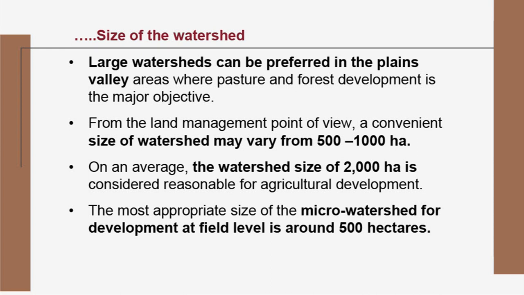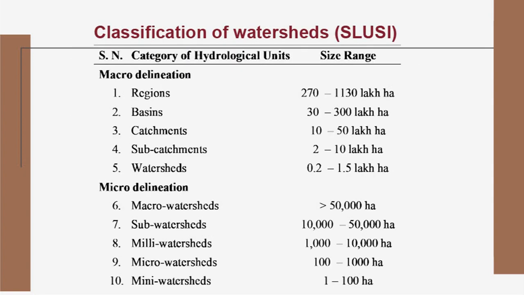Large watersheds can be preferred in the plains and valley areas where pasture and forest development is the major objective. From the land management point of view, a convenient size of watershed may vary from 500 to 1000 hectares. On an average, the watershed size of 2000 hectares is considered reasonable for agricultural development. The most appropriate size of the micro watershed for development at field level is about 500 hectares.